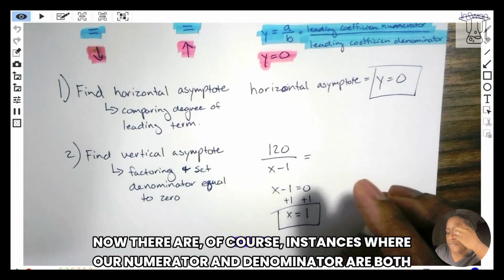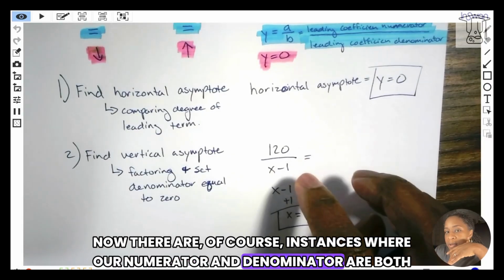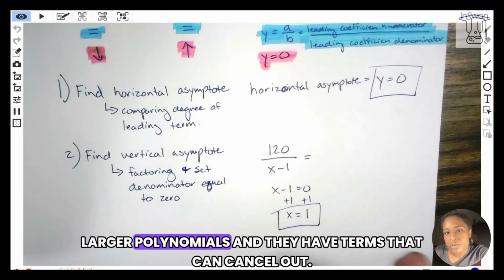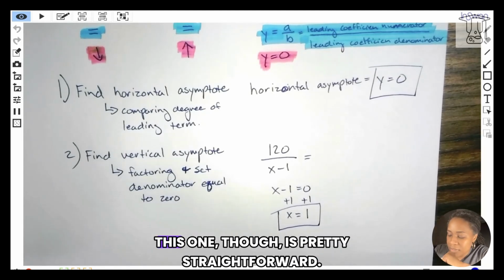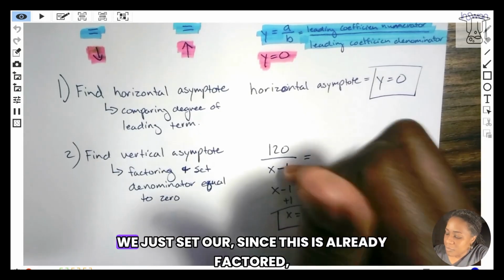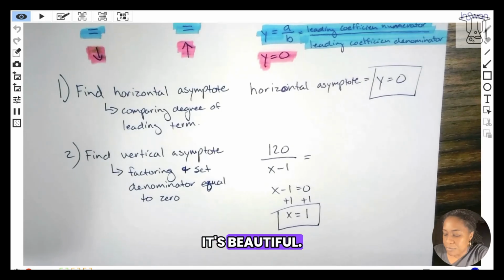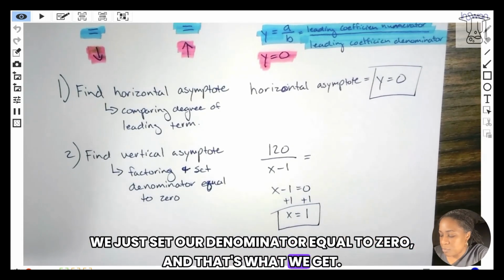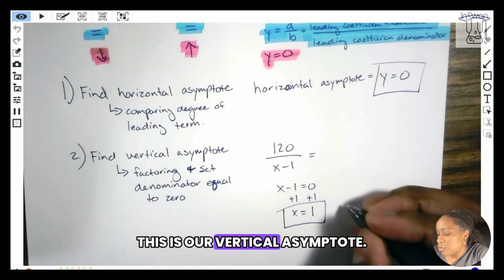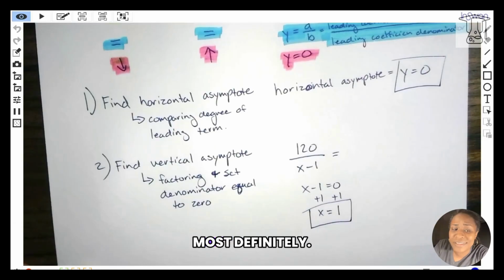Now, there are, of course, instances where our numerator and denominator are both larger polynomials and they have terms that can cancel out. I'm not showing that in this video, but in another video I will. This one, though, is pretty straightforward. Since this is already factored, it's beautiful. We just set our denominator equal to 0, and that's what we get. This is our vertical asymptote. Can you have more than one vertical asymptote? Most definitely.